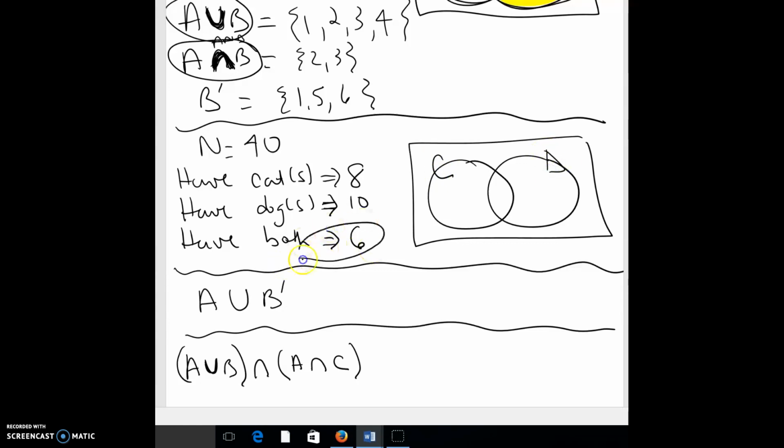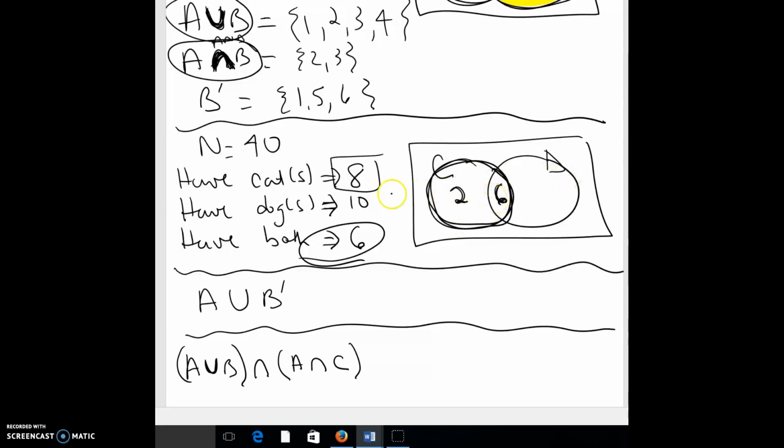Notice that both. There's 6 people that have both, so I want to put those in the intersection right there because those are the people that have both. And notice they're in the cat circle and they're in the dog circle. So they're in the cat set and the dog set. Now, as far as have cats, that 8 is this entire set of people. So if 6 people are here, that means 2 people have to be out here to get 8 total.